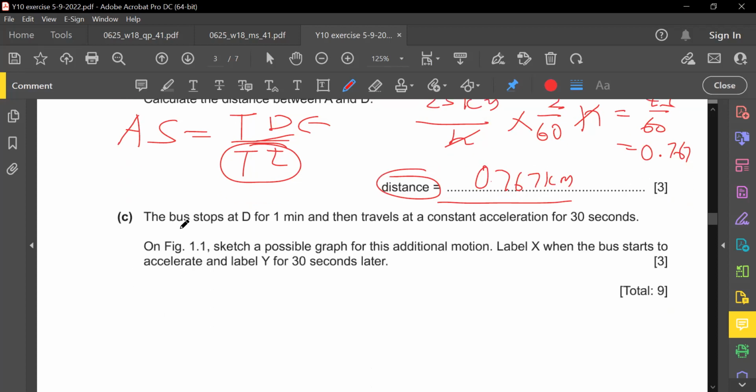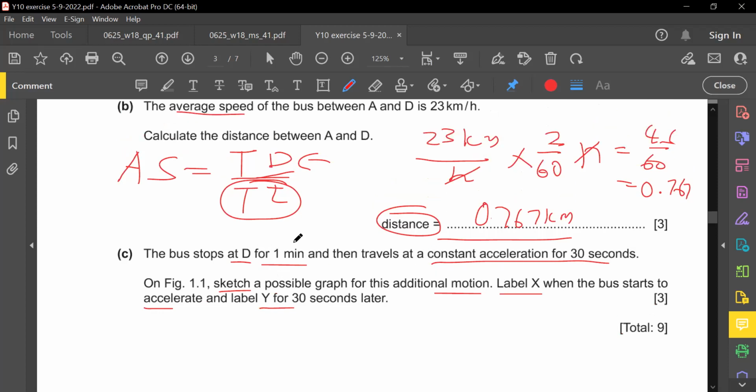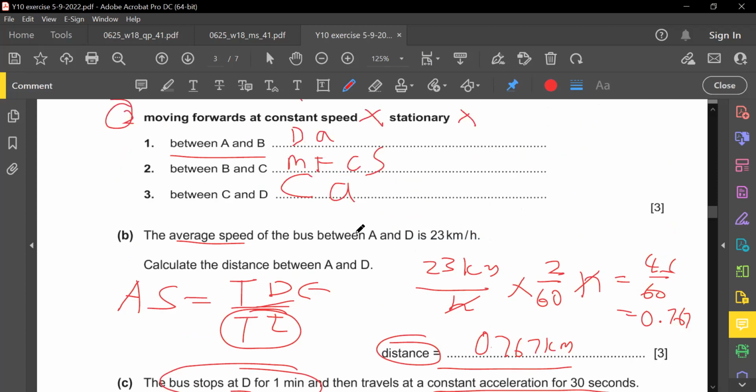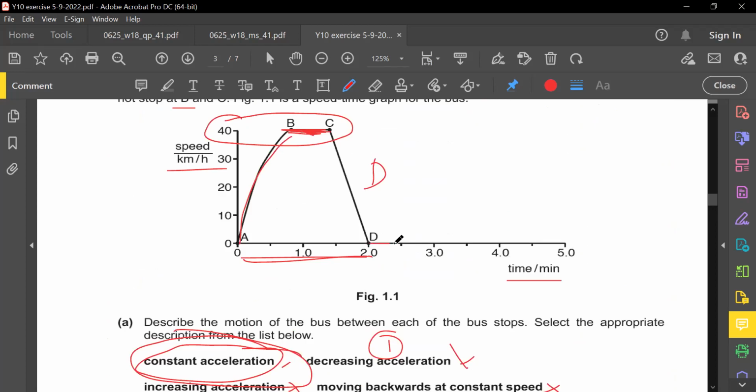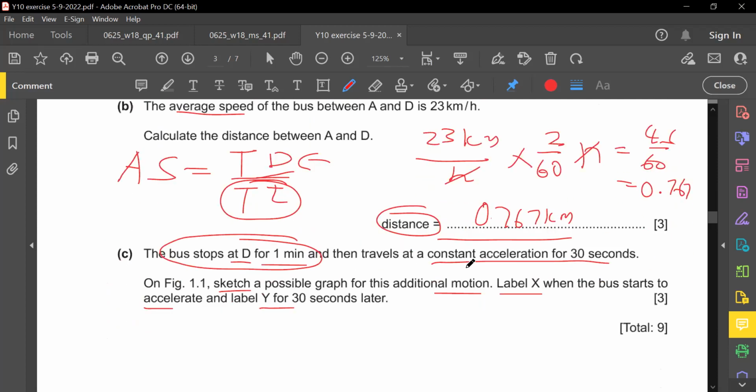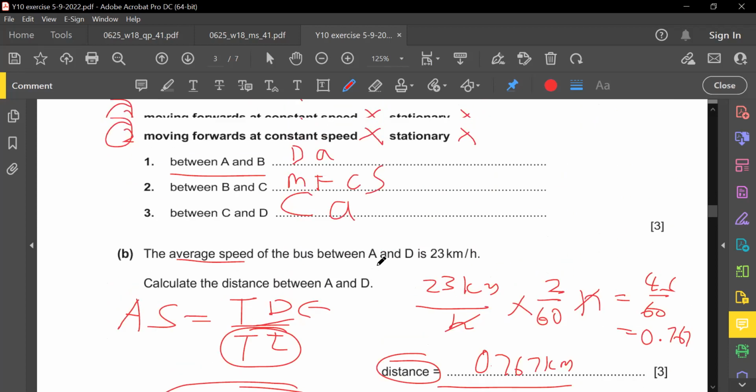And the last part here: the bus stops at D for 1 minute and travels at a constant acceleration for 30 seconds. On figure 1.1, sketch a possible graph for this additional motion. Label it X when it starts accelerating and Y 30 seconds later. So the information here is it's stopped for 1 minute. If it stops for 1 minute, then this is it, because it didn't move, it stopped. No speed.